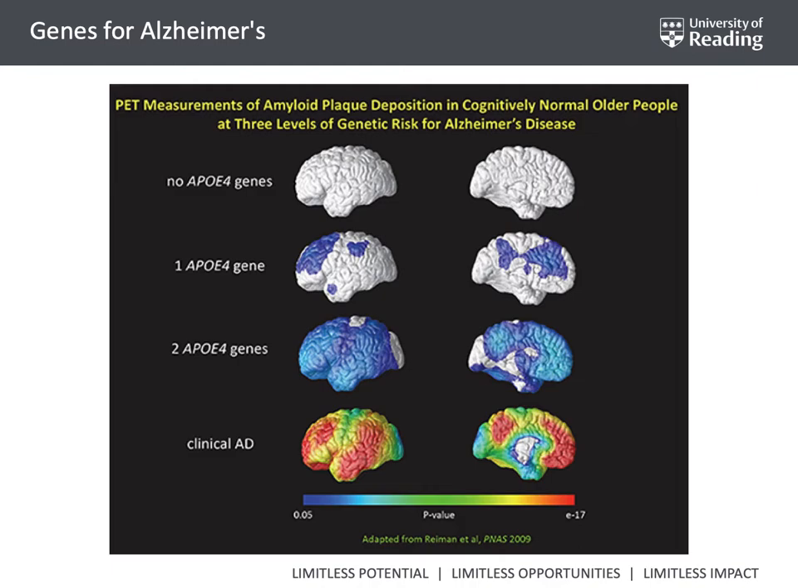So you can see you're starting to increase the burden of the amyloid load in people that have two copies of this ApoE4 allele as a genetic risk factor, but it's still markedly different from someone who has clinical Alzheimer's disease itself, suggesting that there's something else that would convert these people to a definitive diagnosis of Alzheimer's disease.